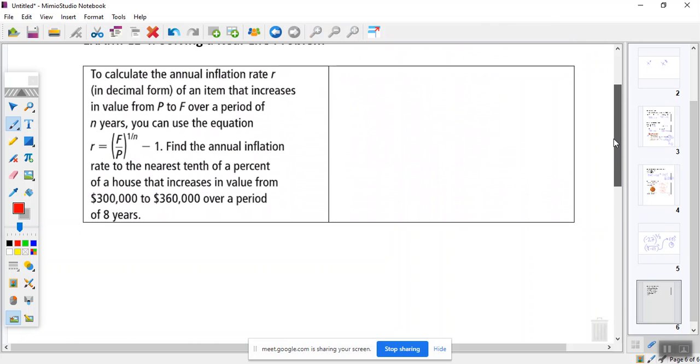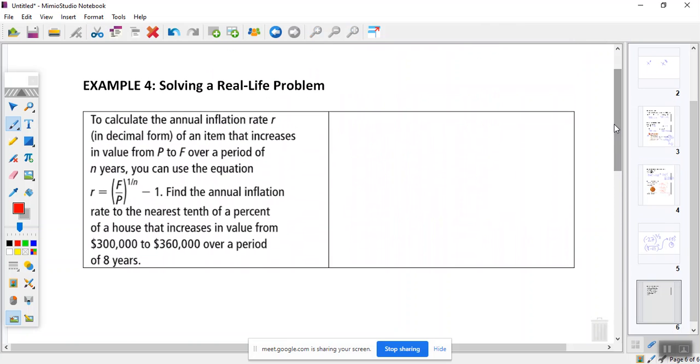I like this last example. It says to calculate the annual inflation rate. Do you guys see a formula in there again? In decimal form of R, what is inflation, by the way? What is inflation? Like a money? Yeah. Like increase of the value? Yeah, it's like an increase in stuff. So inflation means like rising prices.